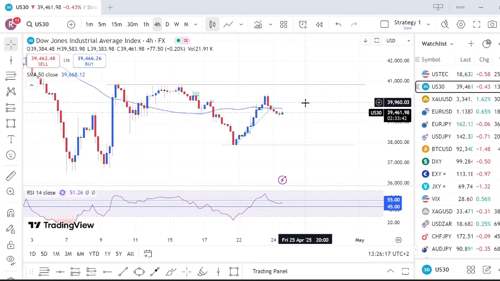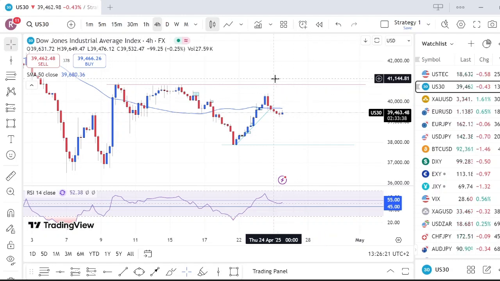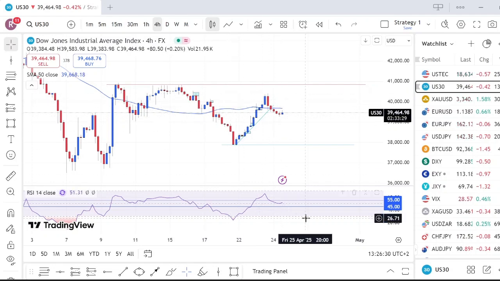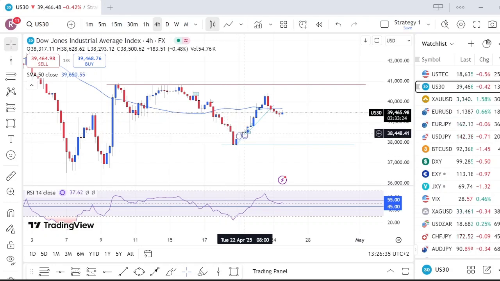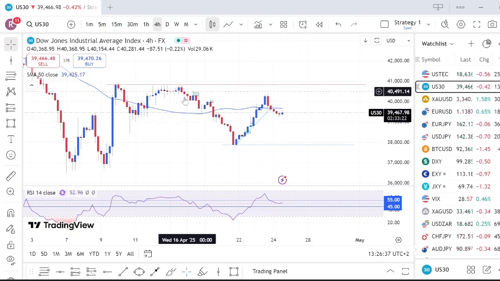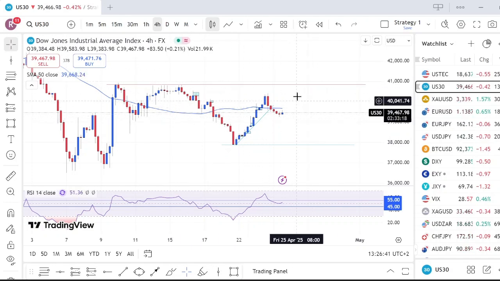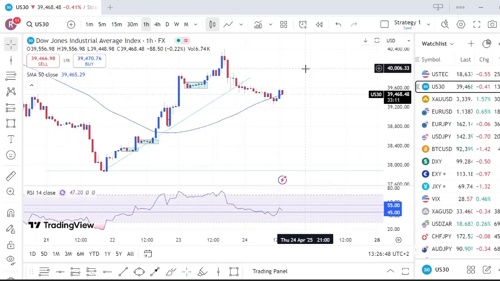So from a 4-hour perspective, we have indecision for the most part. The reason why I say indecision is that we were making bullish strides, we broke above, and now we're trading upon the 50 SMA. We are in the sweet spot of the RSI, and we don't really have clean structure to trade with here on the 4-hour. So the 4-hour clearly doesn't have a lot of market directionality. We could go in either direction right now. So from that perspective, I'm going to drop into the 1-hour and see what we can observe.